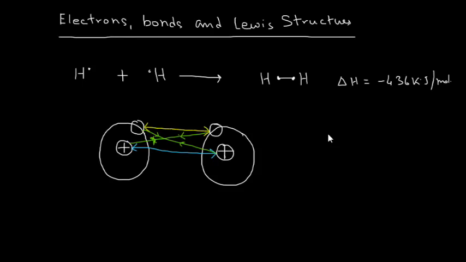During formation of a covalent bond, three types of forces act. First is the repulsive force between the two nuclei. The second force, the yellow one, is also a repulsive force, which acts between the two electrons. The third force is an attractive force, given in green, which acts between the nucleus of one hydrogen atom and the electron of the other hydrogen atom, and vice versa.